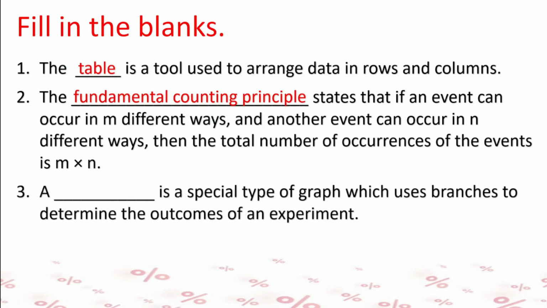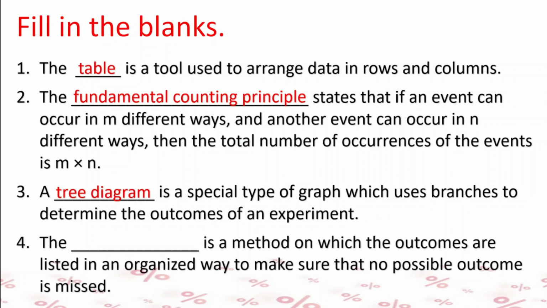Number three, a blank is a special type of graph which uses branches to determine the outcomes of an experiment. With the keyword branches, you should have said tree diagram. And number four, the blank is a method in which the outcomes are listed in an organized way to make sure that no possible outcome is missed. Since we are listing, this is the systematic listing. Okay, so I hope you got all those words correctly.